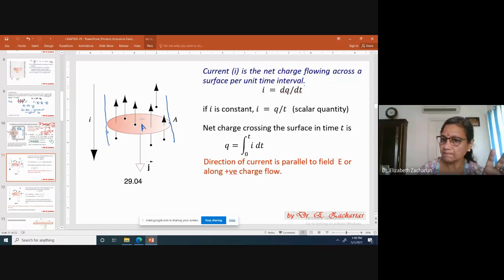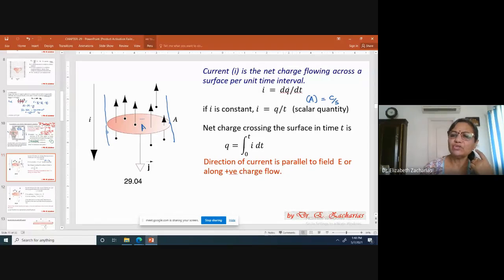Is this understood? And what is the unit of current? Ampere. Unit of current is ampere. And what is ampere? Ampere is simply going to be coulomb per second.